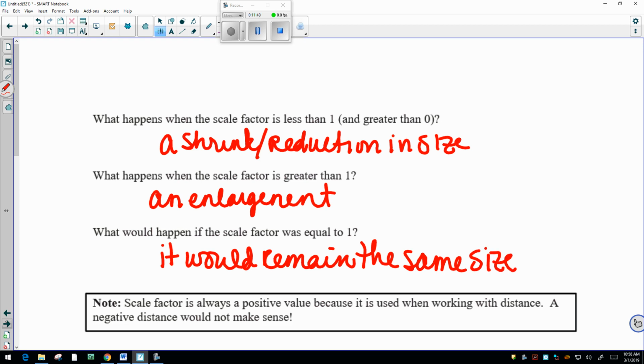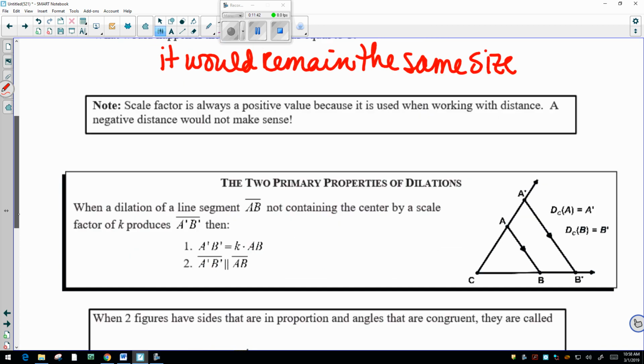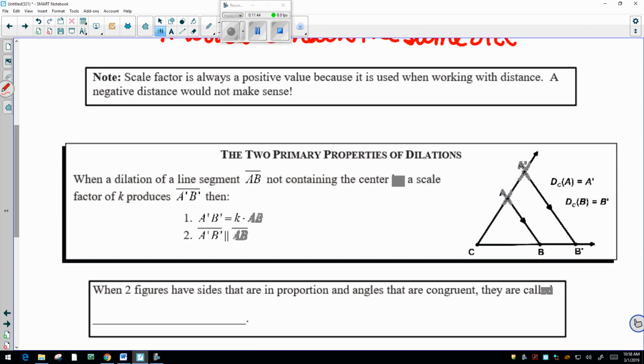Okay. One thing we haven't talked about is, well, what if it's a negative? All right. Well, scale factor should always be positive. It's positive because we're thinking about distance. Distance is always positive. So a negative distance would not really make any sense, so therefore you're not going to have a negative scale factor. That's why we have that restriction between 0 and 1.